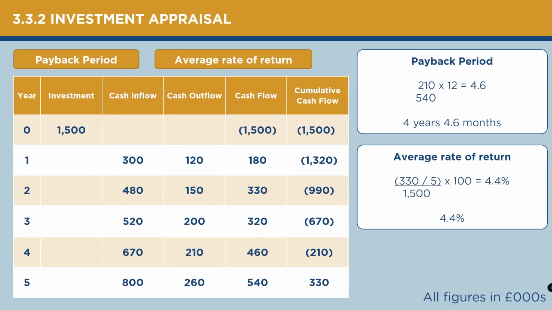So payback period and average rate of return I've done here. So you would see, for example, you might get a table. It might not be as full as this, and obviously there'd be sections that might be missing.